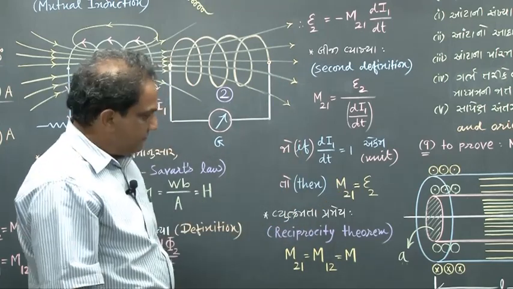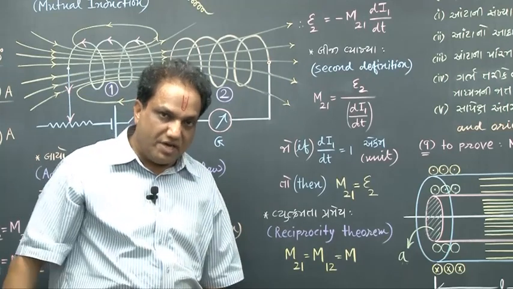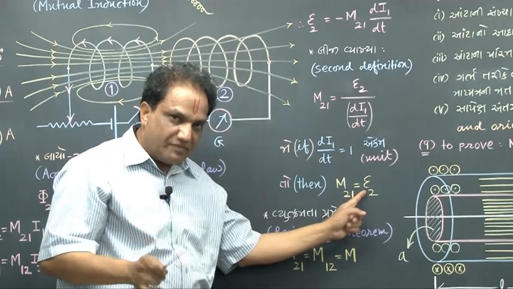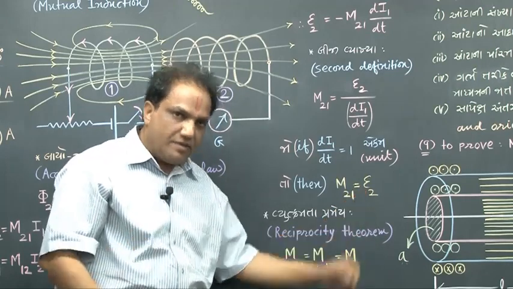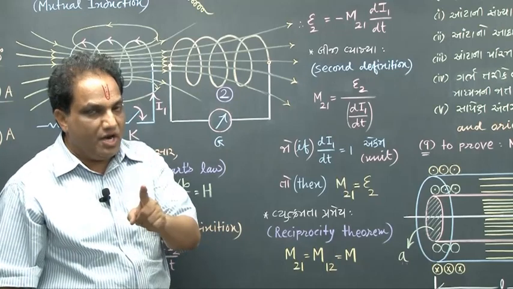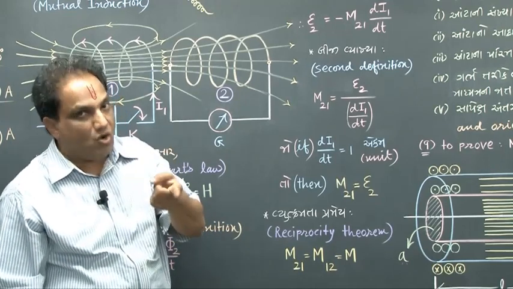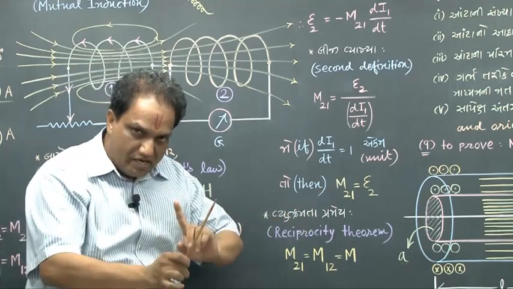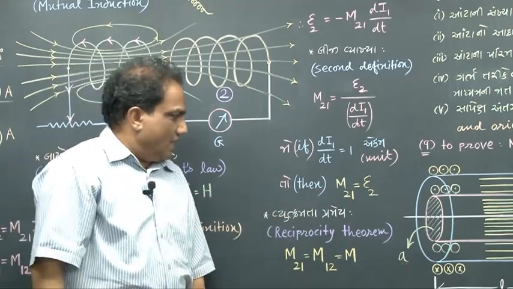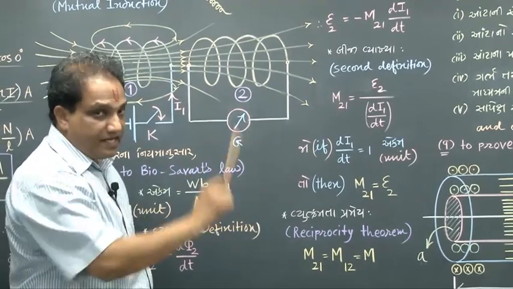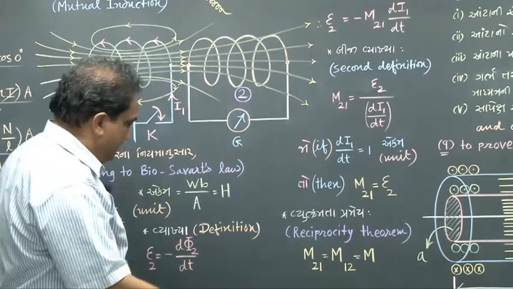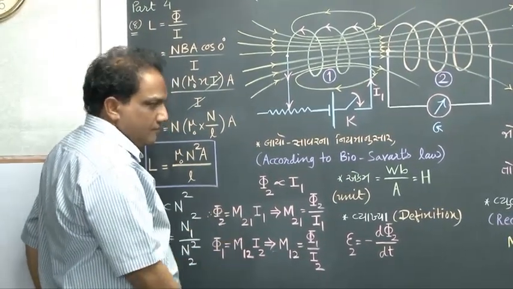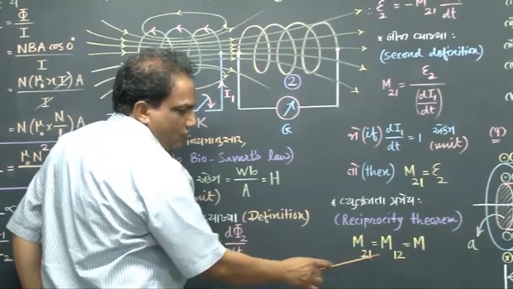I repeat, out of two coils placed near to each other, the value of induced EMF developed in either coil because of 1 unit rate of change of current through the other coil is called the mutual inductance of those two coils. Fine. Now in the next example we will prove that this M12 and this M21 are equal. M12 is equal to M21.